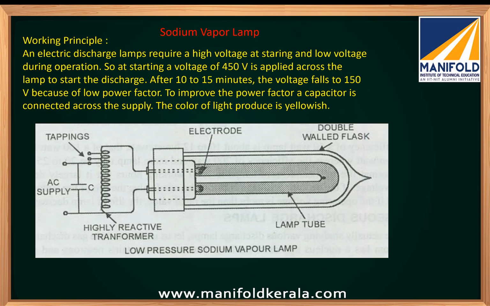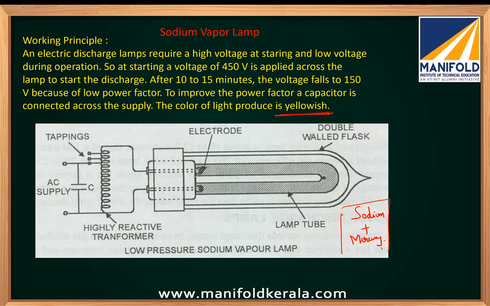An electric discharge, again the same principle. There will be an arc tube filled with some gases. While starting, 450 volt is applied across the lamp to start the discharge. After 10 to 15 minutes, the voltage across the two electrodes will fall to 150 volt because of low power factor. To improve the power factor, a capacitor is connected across the supply. The color of the light that is produced is yellowish.